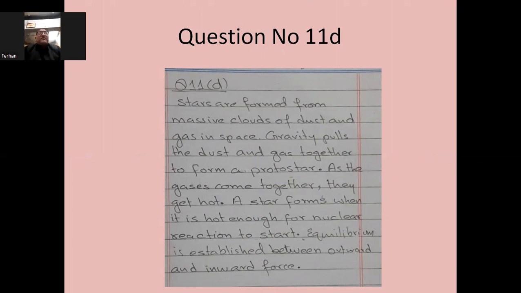Stars are formed from massive clouds of dust and gas in space. Gravity pulls the dust and gas together to form a protostar. As the gases come together, they get hot. A star forms when it is hot enough for nuclear fusion to start. Equilibrium is established between outward and inward forces. So when that equilibrium is created between the outward and inward forces, then that star is formed.